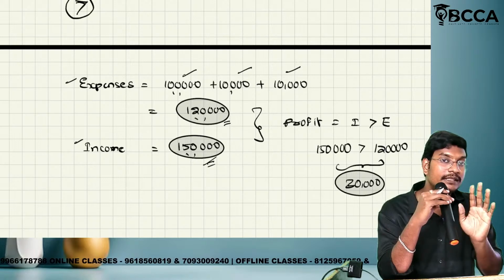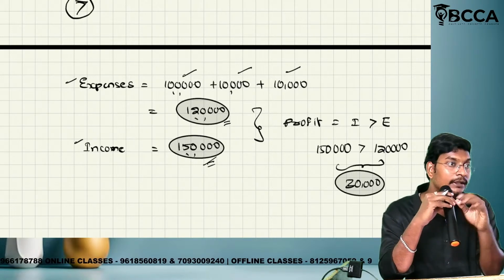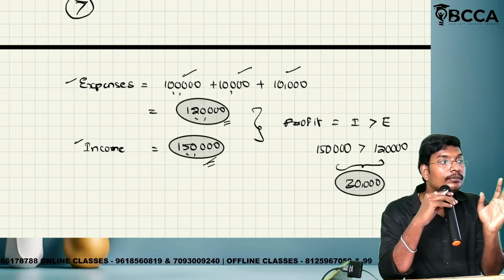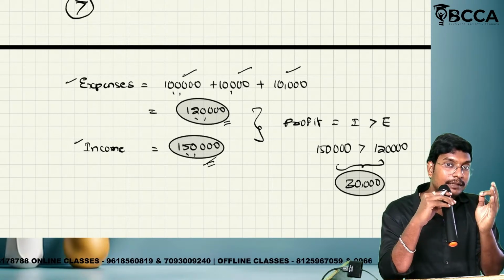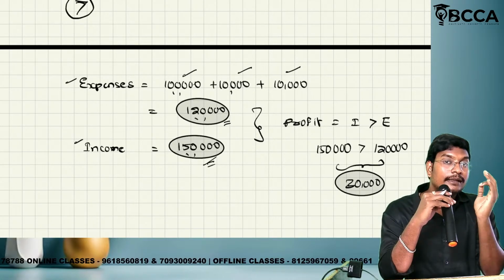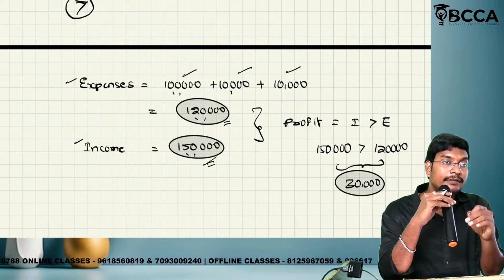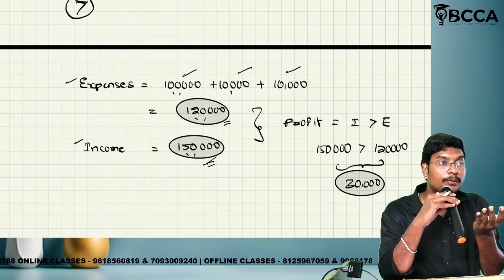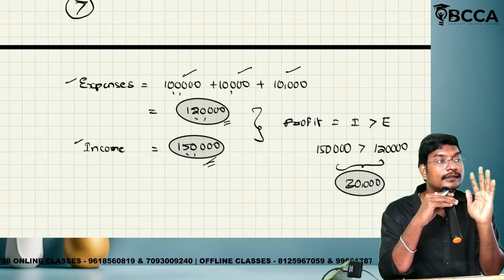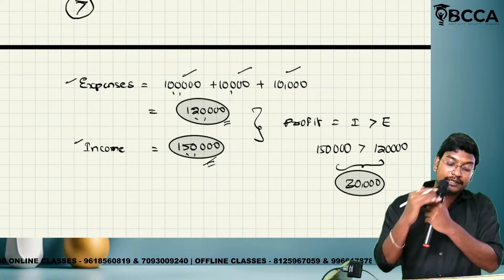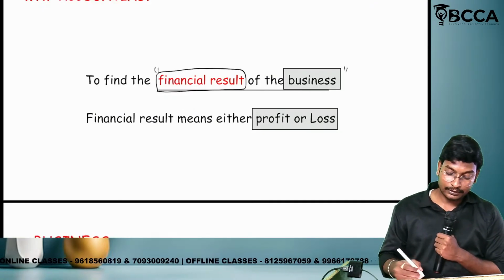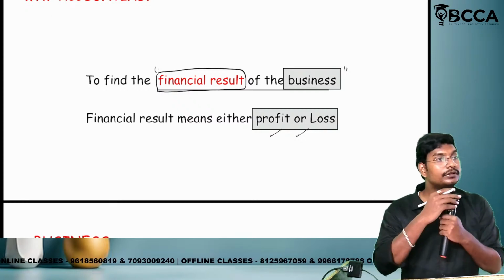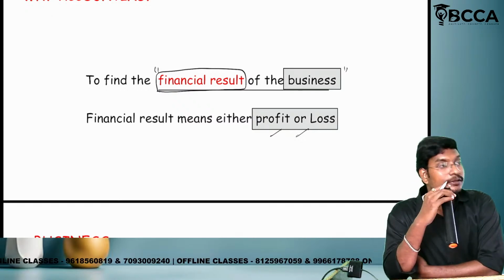I am not going to discuss the definition of accounting. I have discussed the normal meaning of accounting. What is the normal meaning of accounting? The systematic record of transactions and events in order to find out the profit or loss is called accounting. What is the meaning of financial result? Financial result is nothing but profit or loss. From whose point of view? From business point of view.